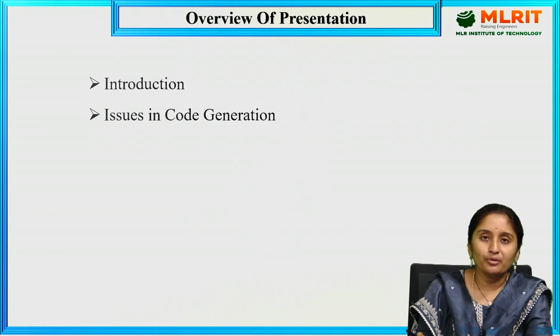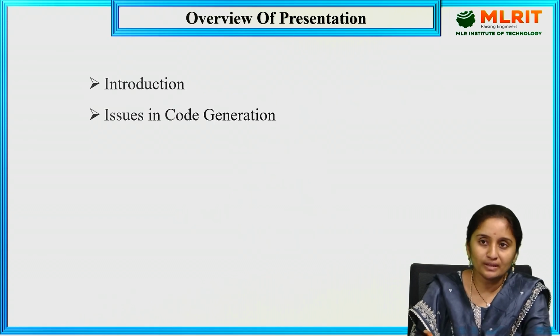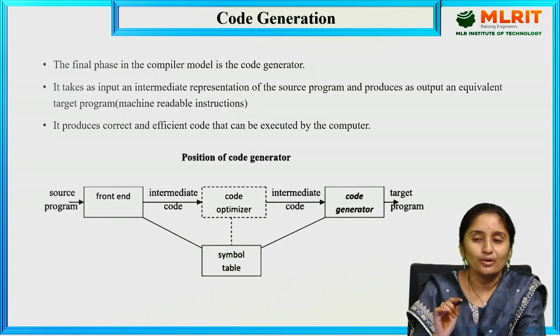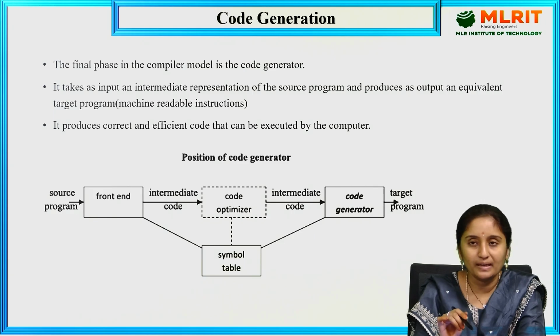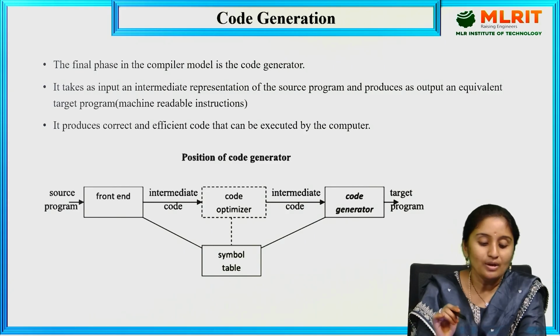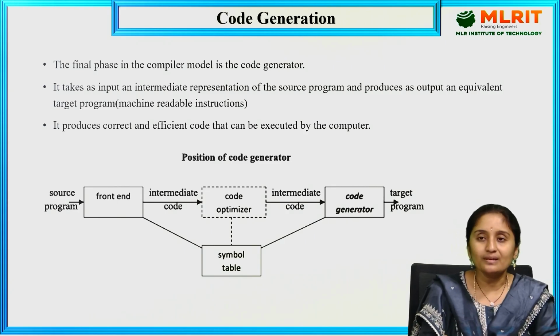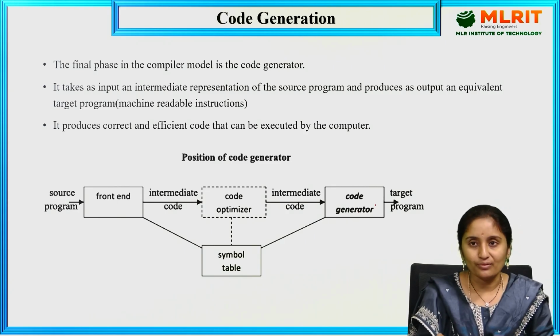So here we are going to discuss what is code generation and what are the issues in code generation. First we will discuss what is code generation. Code generation is the final phase of the compiler model. It is the sixth phase in the phases of a compiler.